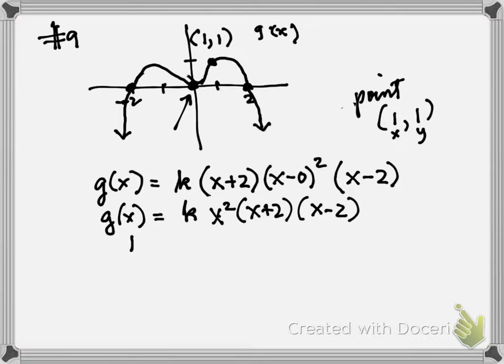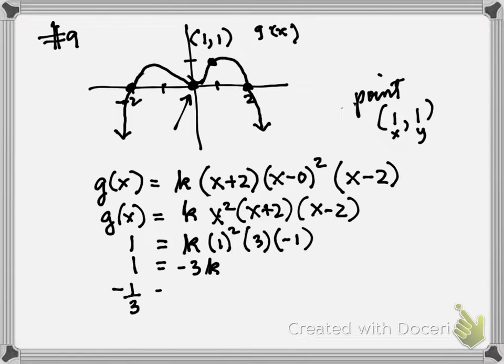So g of x, which is our y, is 1. Our x is 1, so this is 1 squared. 1 plus 2, that's going to be 3. 1 minus 2, that's going to be negative 1. Plug in the 1 to the x and then plug in 1 to the y. So this gives us 1 equals 1 squared, which is 1, times 3 equals 3, 3 times negative 1, so this is negative 3k. And so our k is negative 1/3.